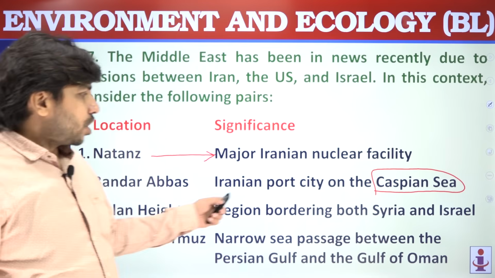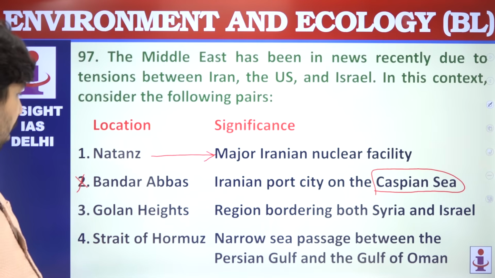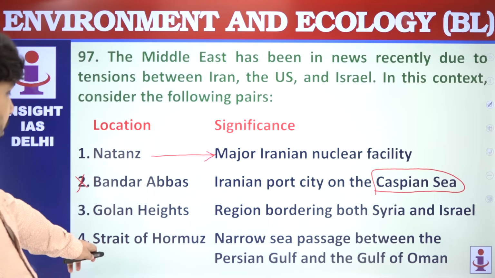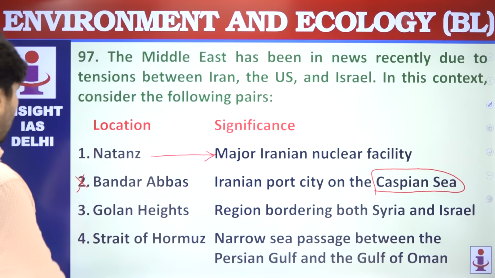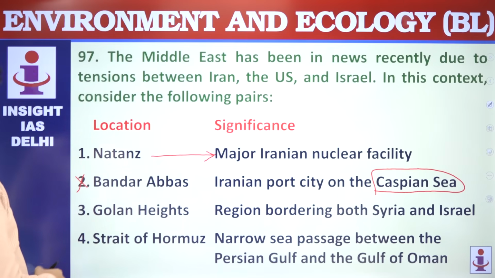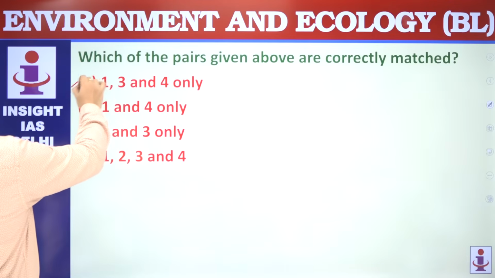Golan Heights, region bordering both Syria and Israel. Golan Heights has earlier been asked in UPSC. Strait of Hormuz, narrow sea passage between the Persian Gulf and the Gulf of Oman. So 1, 3 and 4 are correct.